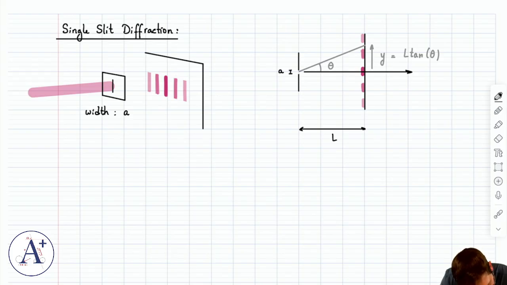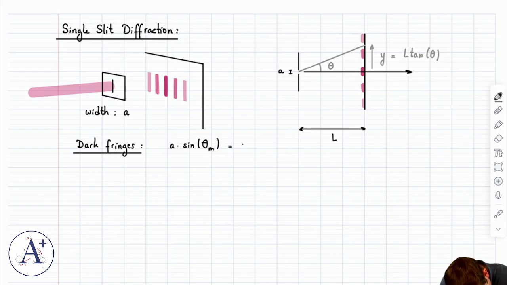We're not even going to give you delta x. We're just going to give you a formula for dark fringes. That's how complicated it is. So we're going to say dark fringes are located at the following angles: a, the slit width, times sine of theta m, is equal to m times lambda, which seems weird because m lambda looks like it might be constructive interference.